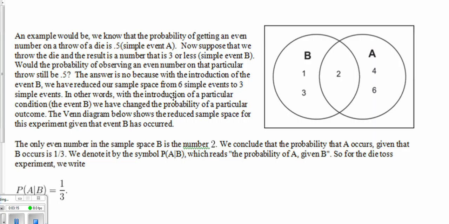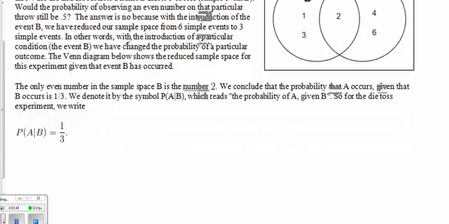In other words, with the introduction of a particular condition, event B, saying we only want numbers 3 or less, we've changed it from 6 things possible to 3 things possible, and only the 2 here works. So it changes our probability from 3 out of 6 to just this 2 working. The Venn diagram off to the side shows us what this all looks like. Again, A given B, but let's see exactly how it all works calculated out.